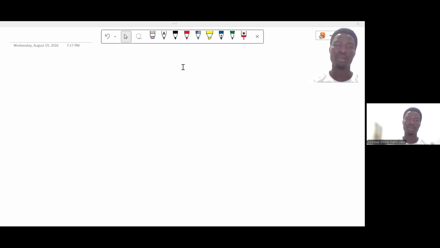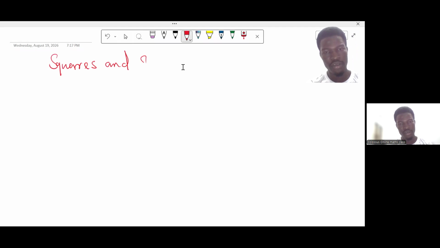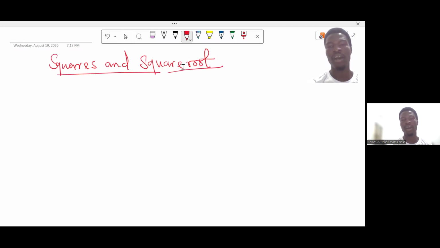Today I'll be talking about squares and square roots. A lot of us just know some of these things by heart. We don't know the reasons why they are like that. I'm going to be explaining some concepts here using the basic primary school method that we know.